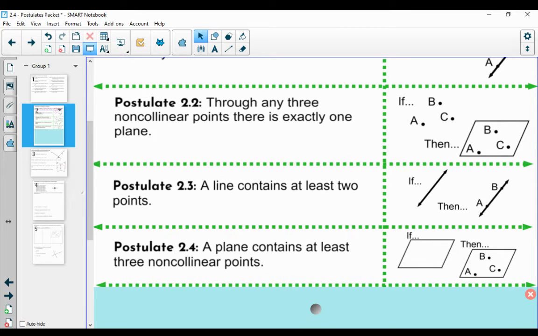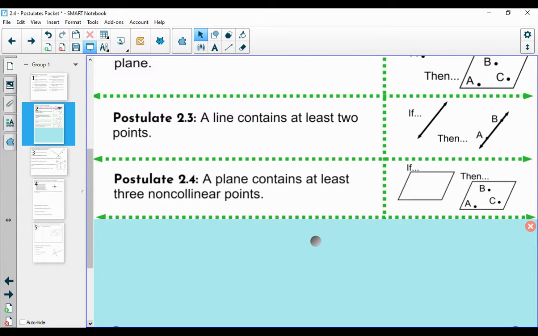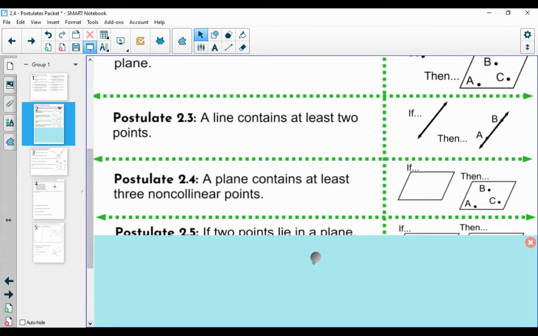Next one, a plane contains at least 3 non-collinear points. So a similar idea, if I've got a plane, then I'm able to add 3 non-collinear points to it. I could have more than 3 points, but at minimum, in order to have a plane, you need to have 3 non-collinear points. And just because we don't draw points on the plane doesn't mean they're not there.